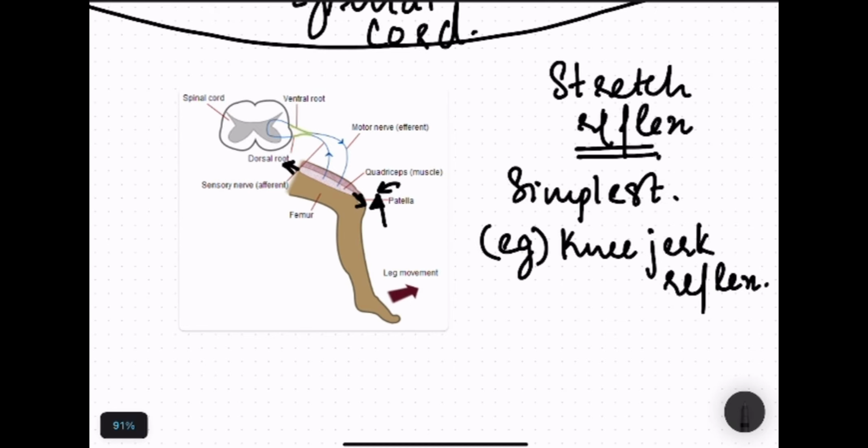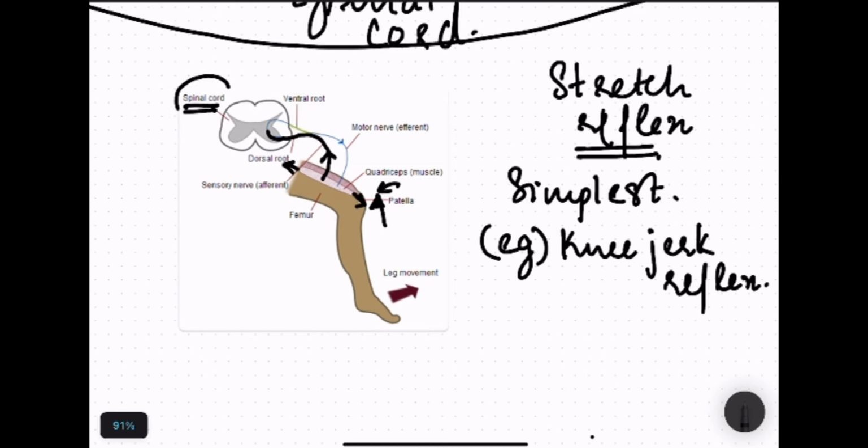And this stimulus is detected by the receptor. The receptor is the muscle itself, a part of the muscle, in fact, known as the muscle spindle. We'll be talking about that later. So the receptor senses the stimulus, and the sensory afferents, sensory nerves, carry it to the center, which is the spinal cord in this case.